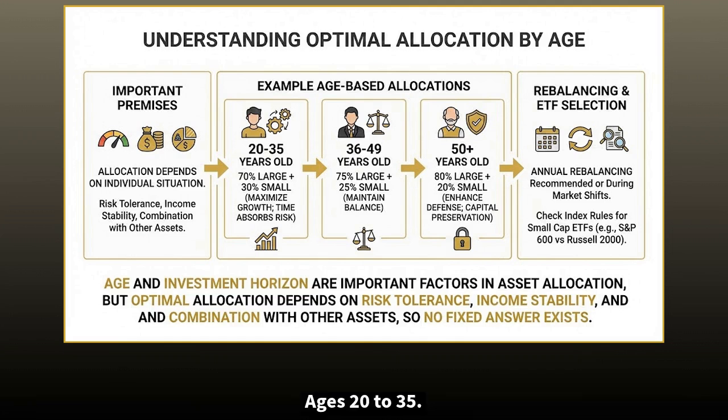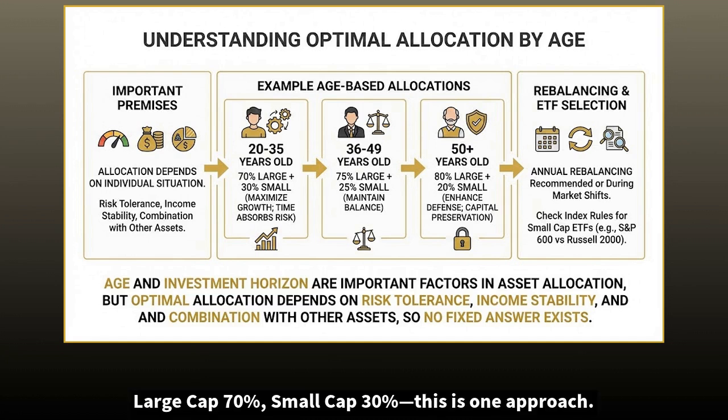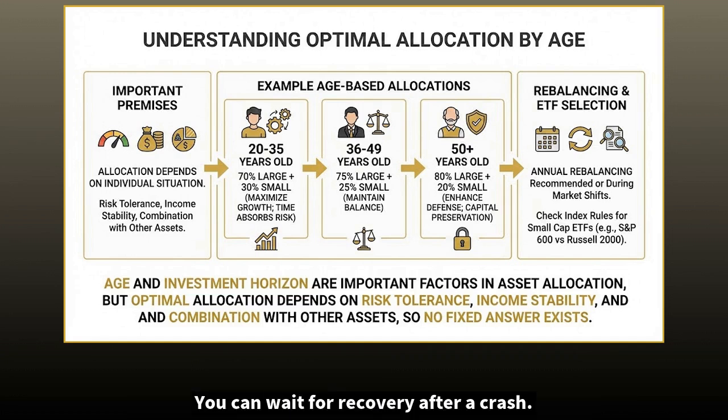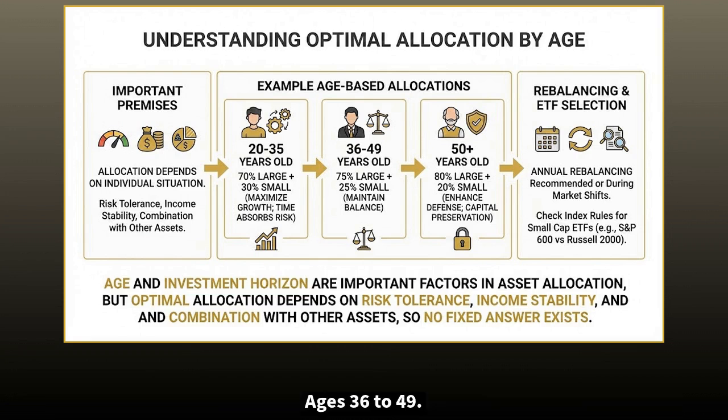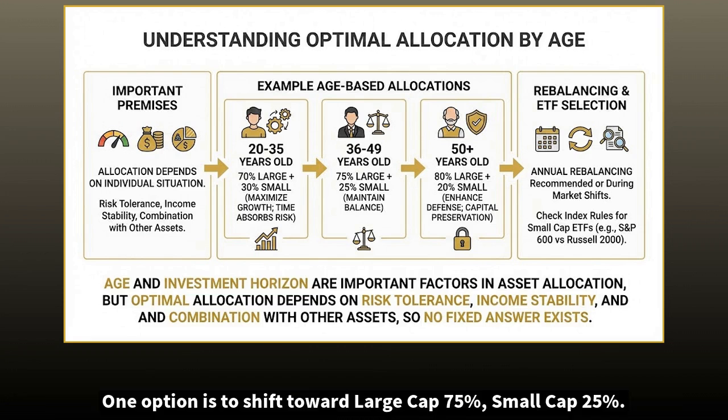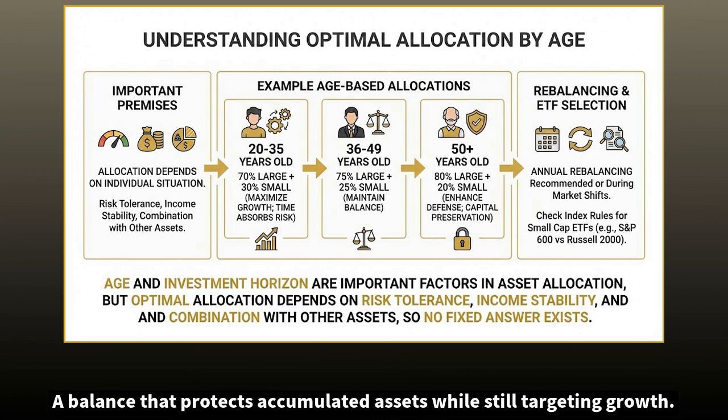Ages 20 to 35. Large cap 70%, small cap 30%. This is one approach. You have time. You can wait for recovery after a crash. This is the stage where you can maximize the benefits of compounding. Ages 36 to 49. One option is to shift toward large cap 75%, small cap 25%. A balance that protects accumulated assets while still targeting growth.